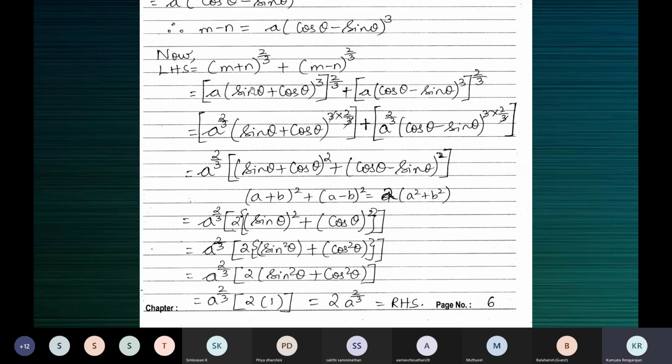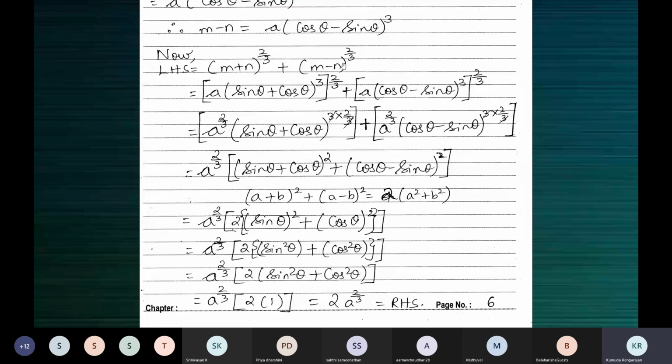So now in the bracket we have a and sine theta plus cos theta the whole cube. The power 2 by 3 is applicable to a as well as this one. So it will be a to the power 2 by 3, and this one, sine theta plus cos theta the whole cube, that also will be raised to the power 2 by 3.